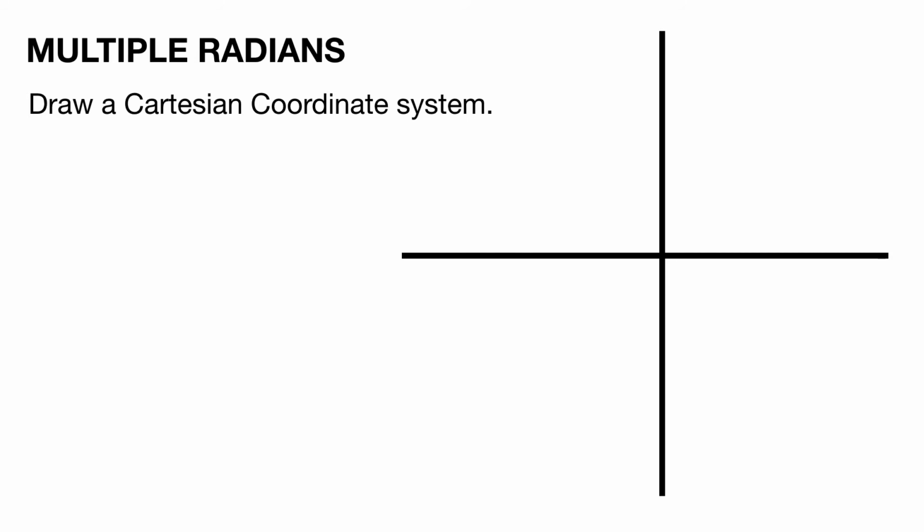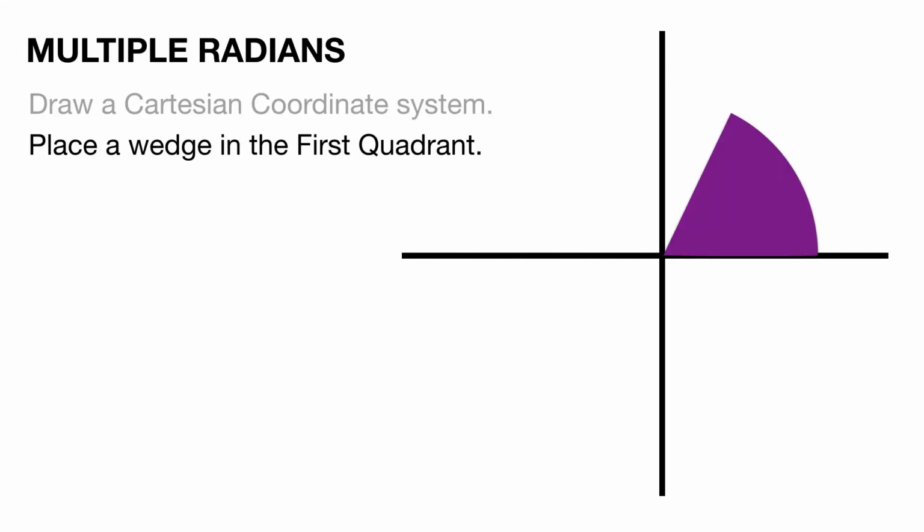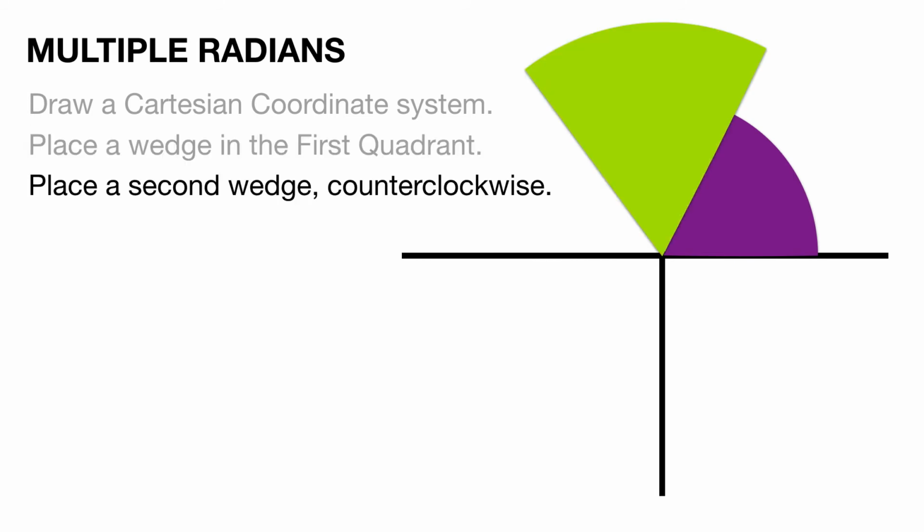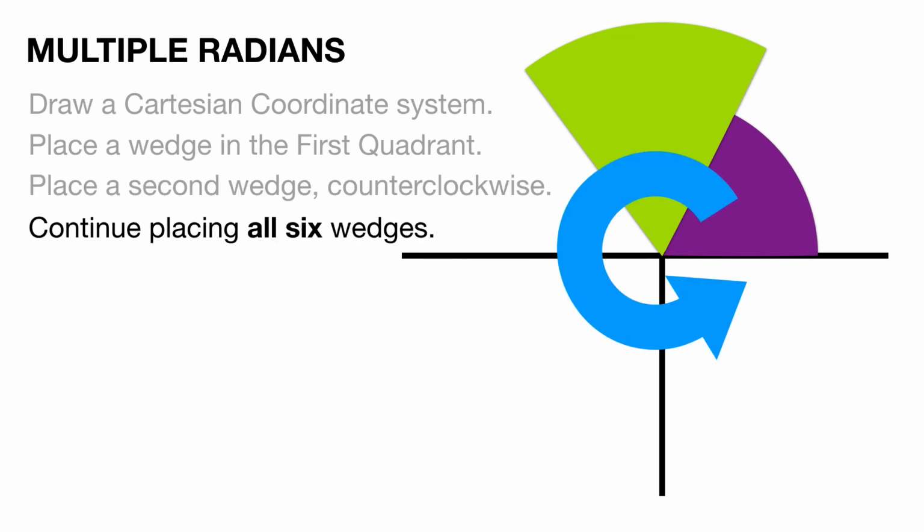Now let's use all the radians at the same time. Start by drawing a large Cartesian coordinate system centered on a blank sheet of paper. Next, place one of your wedges in the first quadrant, with one of its straight edges along the positive x-axis, and the arc sweeping counterclockwise. You will need to place a second wedge, aligning this new wedge counterclockwise against the first wedge. Continue placing all 6 wedges counterclockwise around the Cartesian coordinate system.